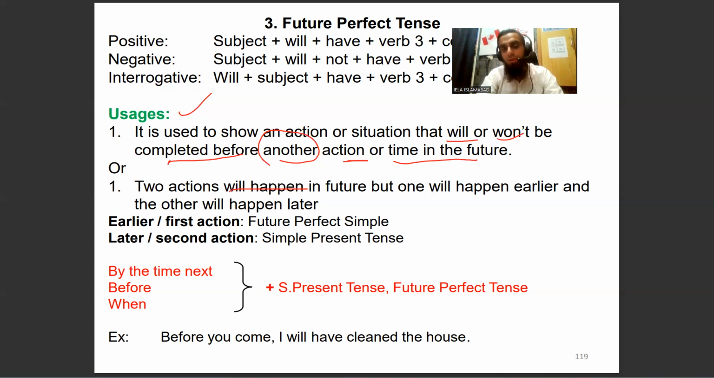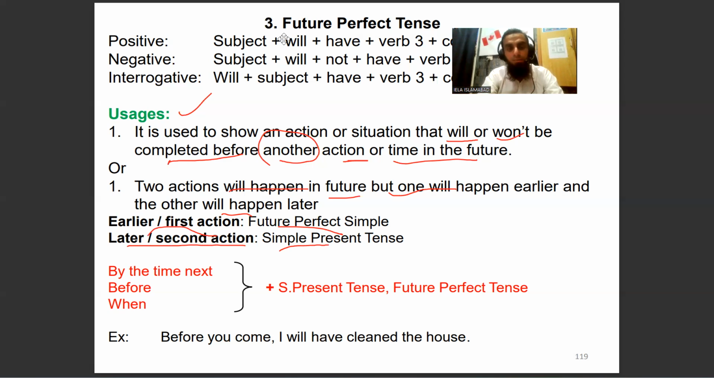Two actions will happen in the future, but one will happen earlier and the other will happen later on. The earlier first action is future perfect simple, and the later second action is simple present tense. Now, there will be an example and then it's quite clear.